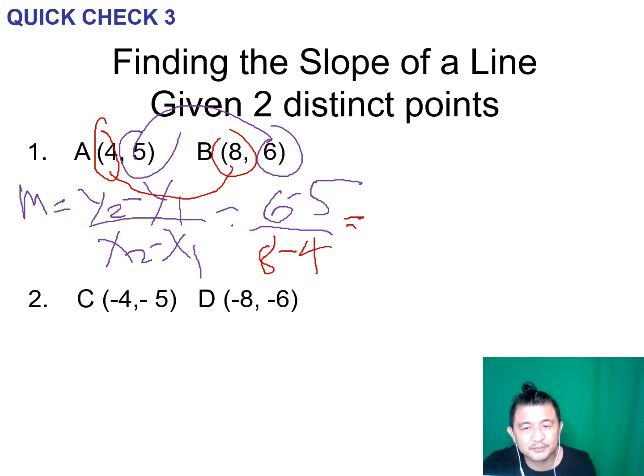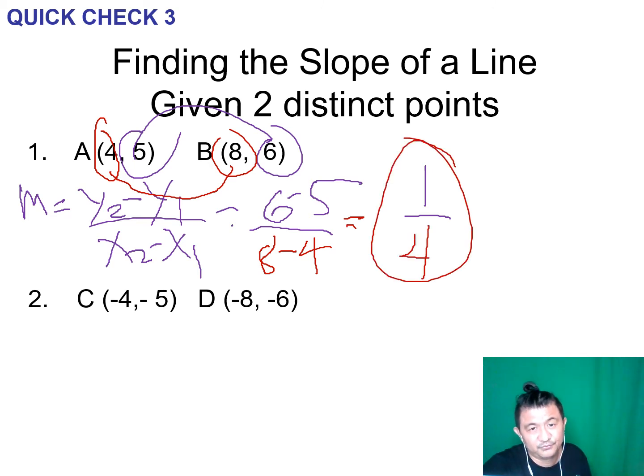So the top will be 6 minus 5 is a 1. 8 minus 4 is a 4. So the slope is 1 over 4. A rise of 1 and a run of 4. Okay, it's just like that.